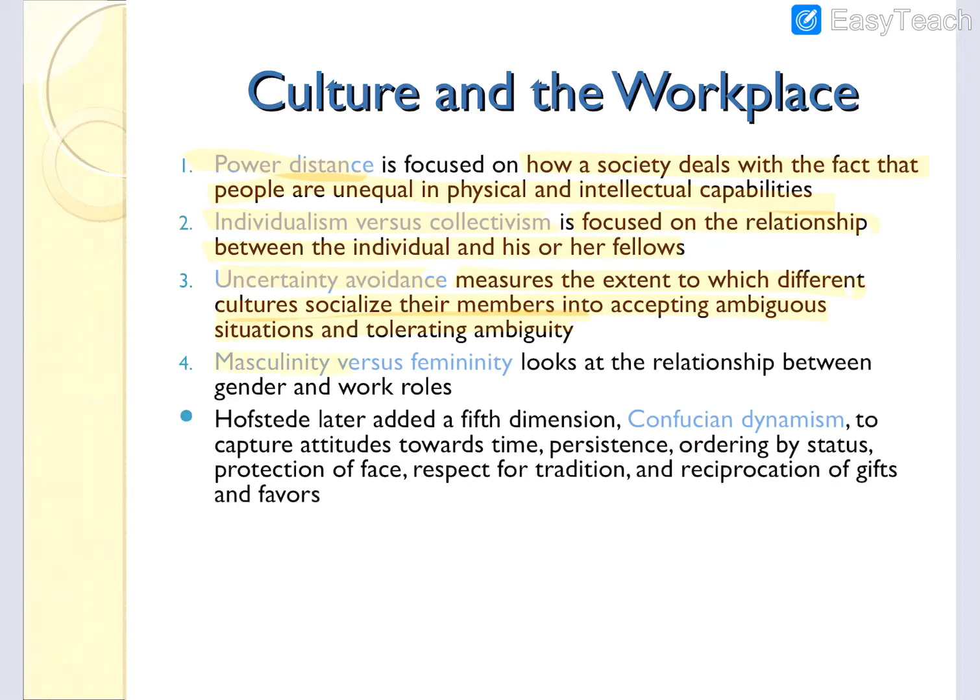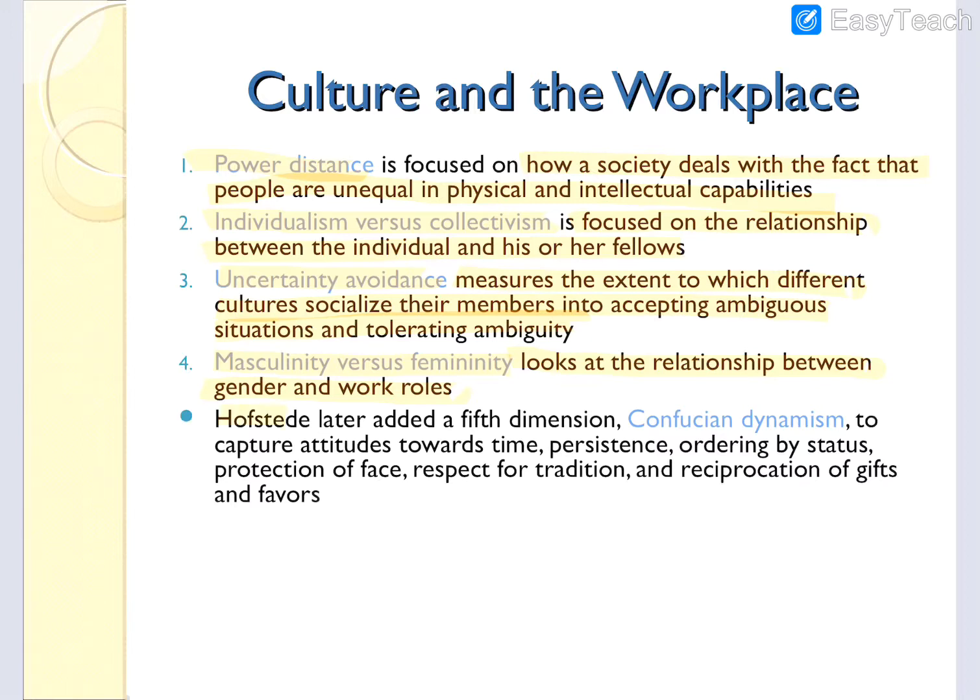Okay, then we have masculinity versus femininity, which looks at the relationship between gender and work roles. In masculine cultures, sex roles are sharply differentiated, and traditional masculine values such as achievement and the effective exercise of power determine cultural ideals. While in feminine cultures, sex roles are less sharply distinguished, and little differentiation is made between men and women in the same job.